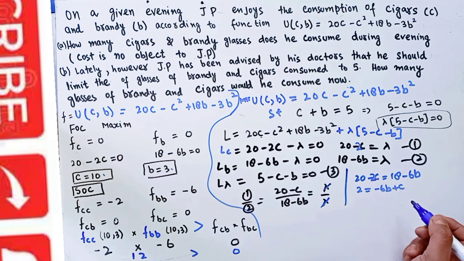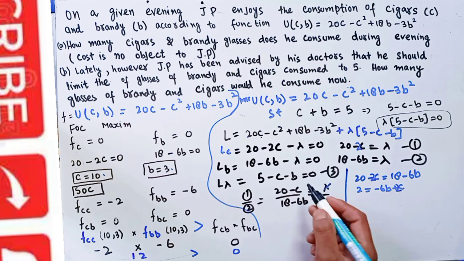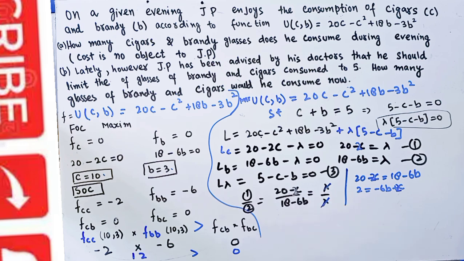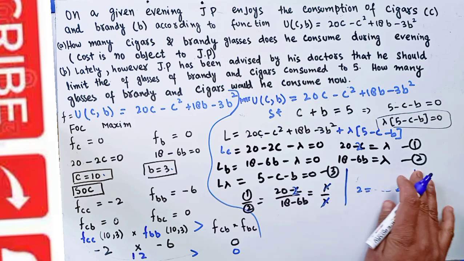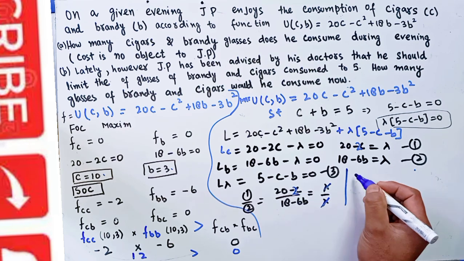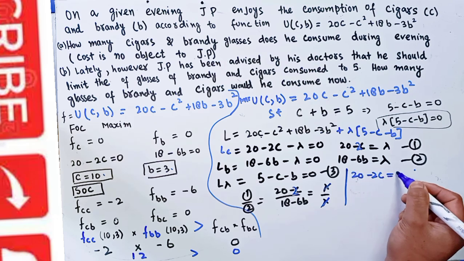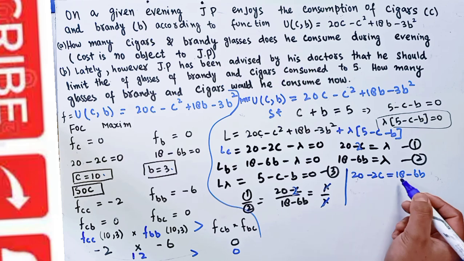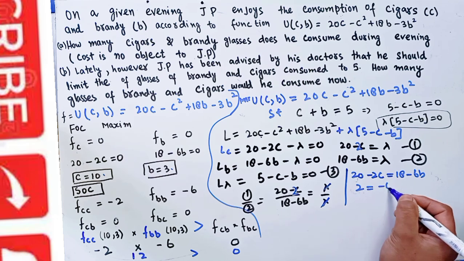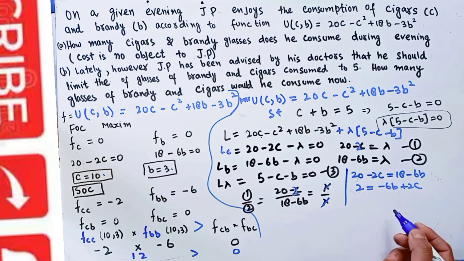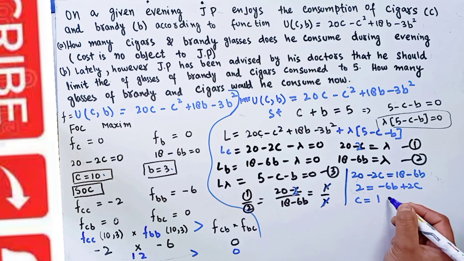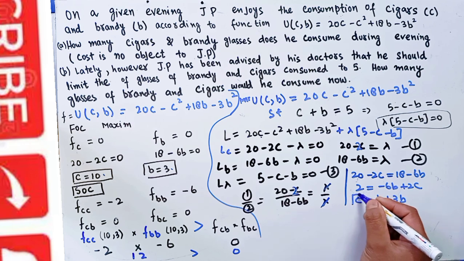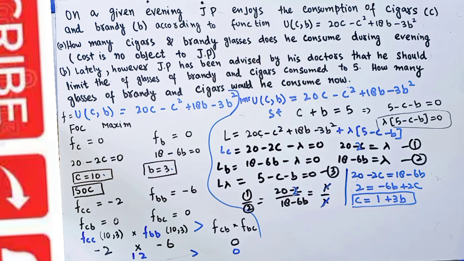Okay, and here it is 2c. I'm sorry for this mistake, because here it is 2c. Okay, so let me rewrite this now. So we have 20 minus 2c is equal to 18 minus 6b, which is 20 minus 18 is 2, which is equal to minus 6b plus 2c. Transposing, we will get c is equal to 1 plus 3b. I don't have the space, you can check it out. We will get this result here.